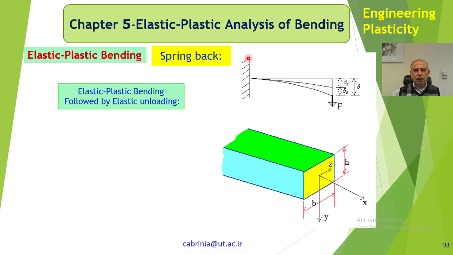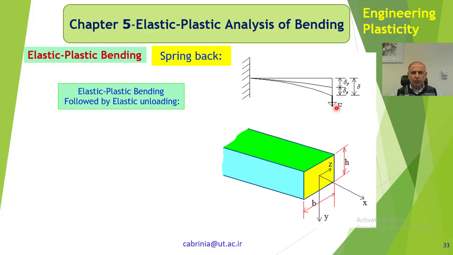There's a cantilever beam in here, and we have this force acting at the end of the cantilever. When we apply this force, we get a deflection delta. If this delta, the deformation, is completely elastic, that means that we increase F up until before we reach the yield point.